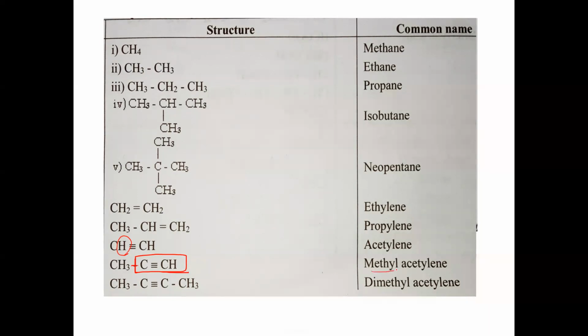The common name is methyl acetylene. Only acetylene is CH triple bond CH. But in this one, a hydrogen is replaced by methyl, right? So it is called methyl acetylene.